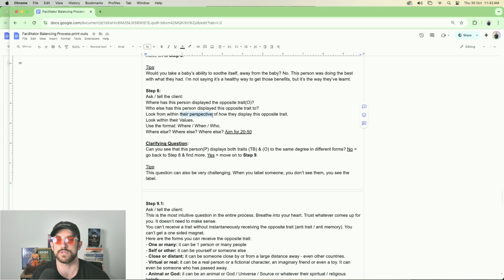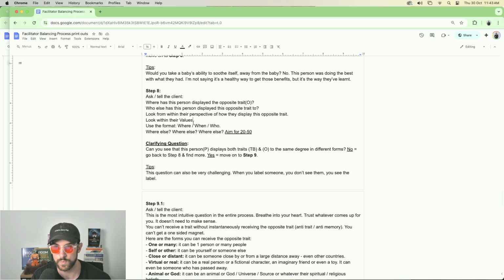For example, say, "Oh, my dad was never loving." Okay, well, what do you know about your dad? Was he a hardworking man? "Yeah, he was working all the time." So if he's out there working to provide for the family, isn't that his way of showing love and being loving for the family? "Oh, yeah, you're right." So get them to look within the perspective of the person they're doing the process on. Where have they done that opposite trait?